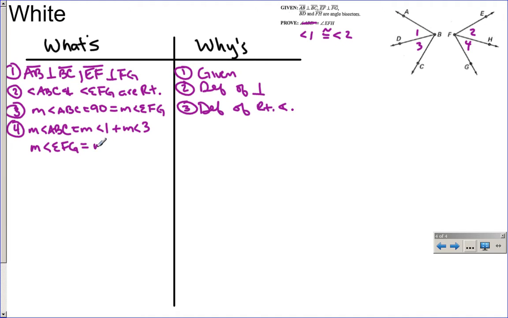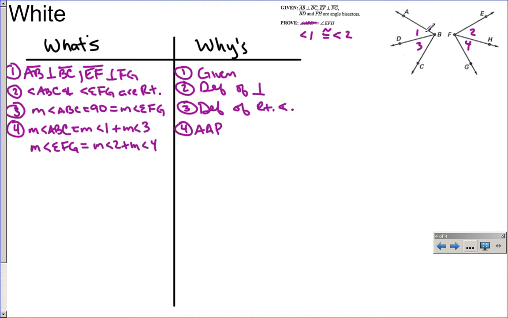How do I know that? Well, I think I just told you guys. I'm adding angles together. That's angle addition postulate. Just like segment addition postulate, which states that I can add smaller segments together to get the full segment, I can add individual angles together to get the full angle. That's all you're seeing there.